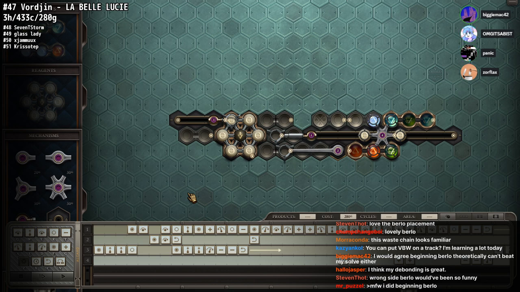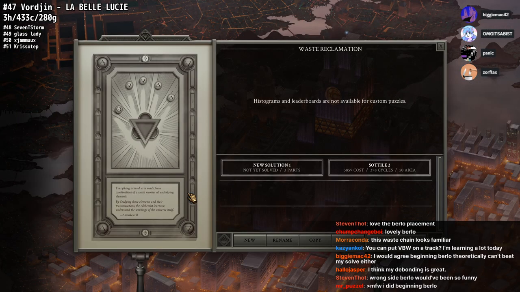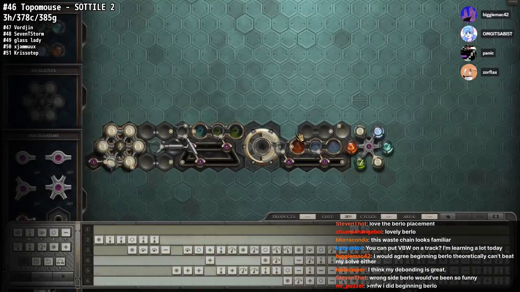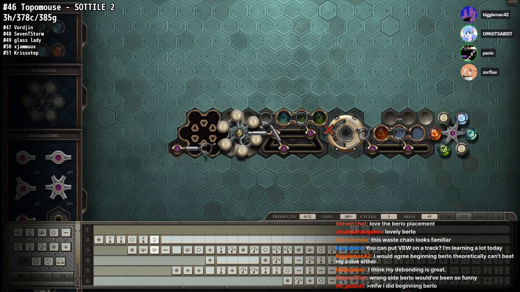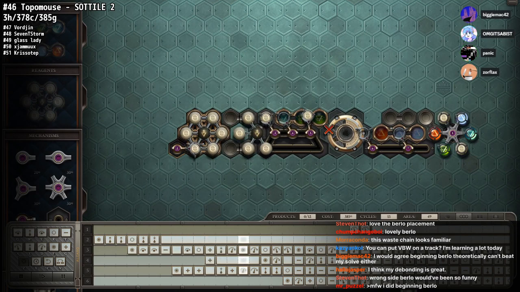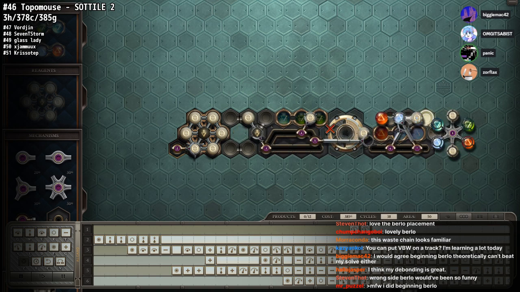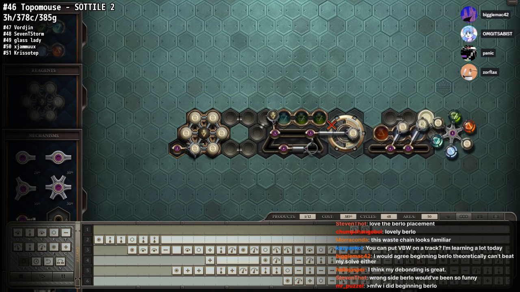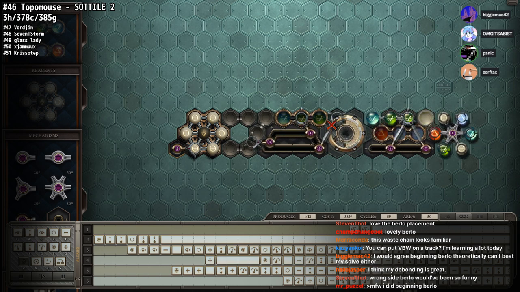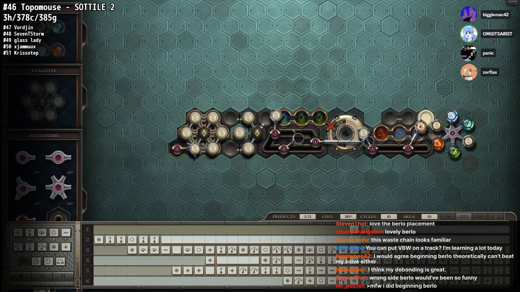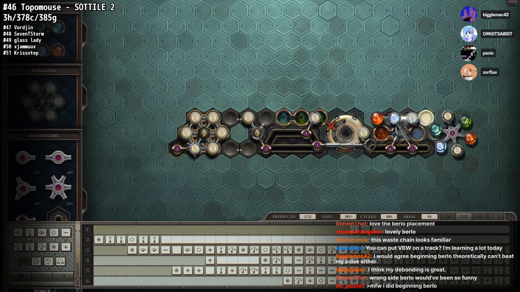Can't move through it. It'll be interesting to see. Yeah, next up is Top of Mouse, nice, at 378 cycles. I was going to say, near the input has the advantage of easy disposal.